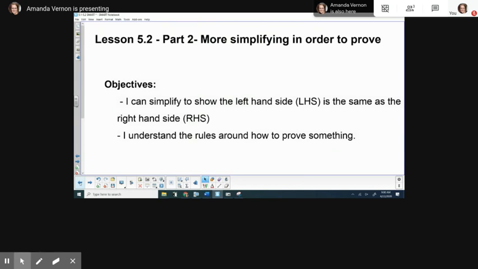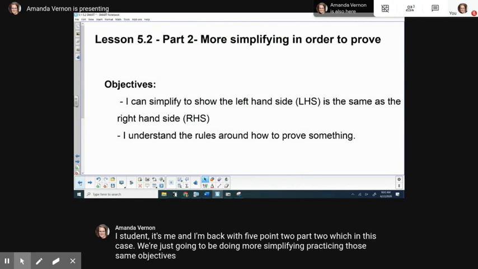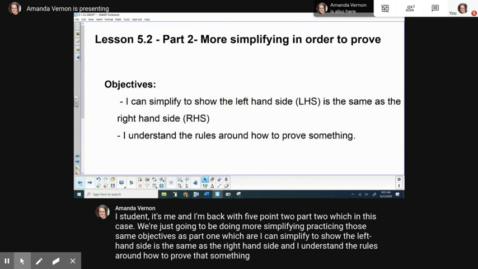Hi students, it's me and I'm back with 5.2 part 2, which in this case we're just going to be doing more simplifying, practicing those same objectives as part 1, which are I can simplify to show the left-hand side is the same as the right-hand side, and I understand the rules around how to prove that something is equivalent to each side.